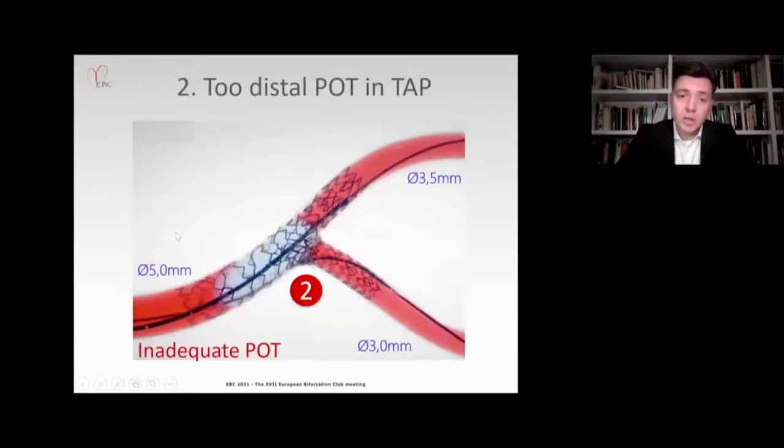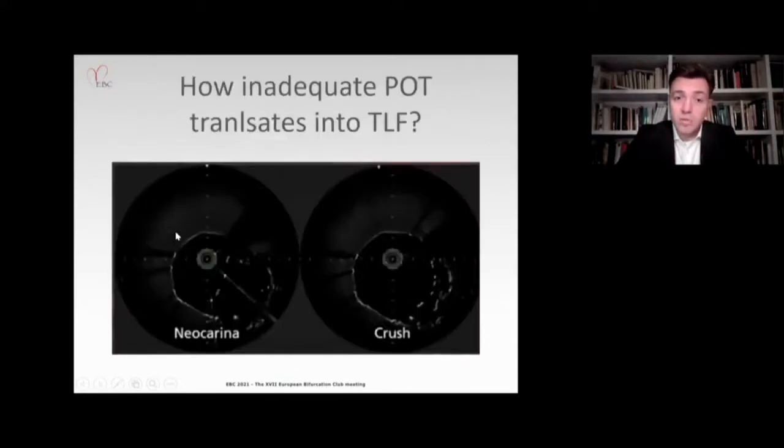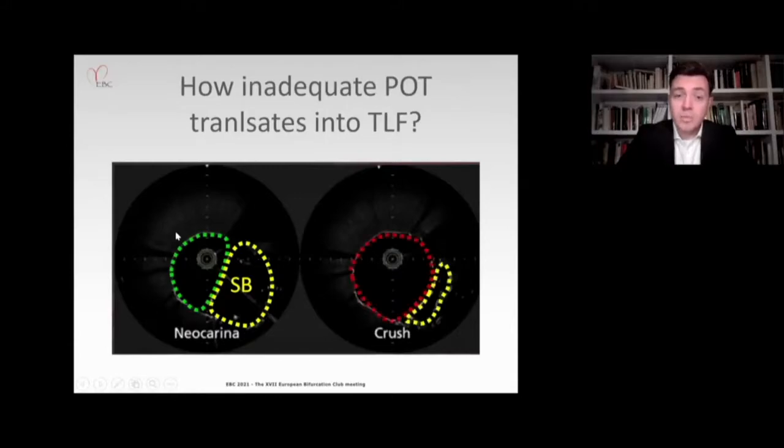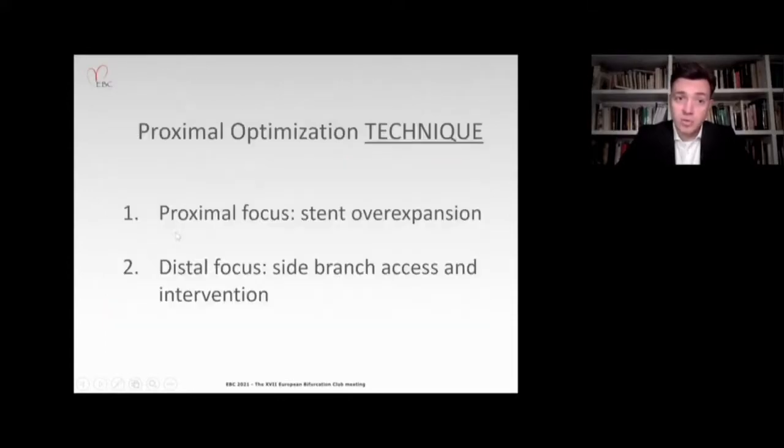So you can always argue, or some colleagues argue, well, if we perform POT too distally, the consequence is carina shift, and carina shift may go away in a few days. Well, that is not always the case, and you see here in the top, if we perform too distal POT as depicted here, what is the consequence? The consequence is unintended crush. You see here the nice near carina of correct POT, and this is what happens if you do what was just done on the previous slide. This can, of course, translate to stent-related events.